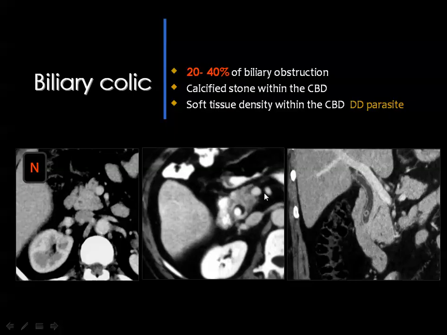This is the superior mesenteric artery and vein, and you can see the common bile duct is dilated with a stone inside, what is known as the meniscus sign.